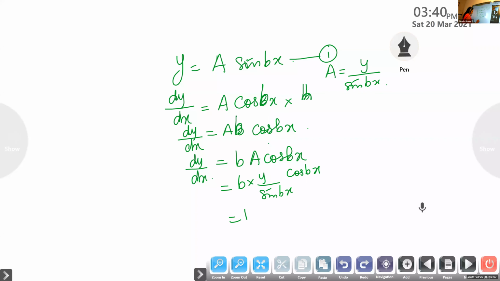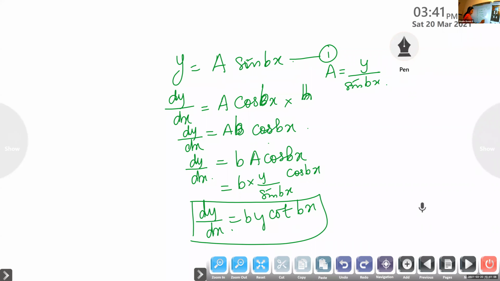So that is, what is cos by sine? It is cot bx. So dy by dx is equal to by cot bx, is the required differential equation. At times we will be using the identities and all.